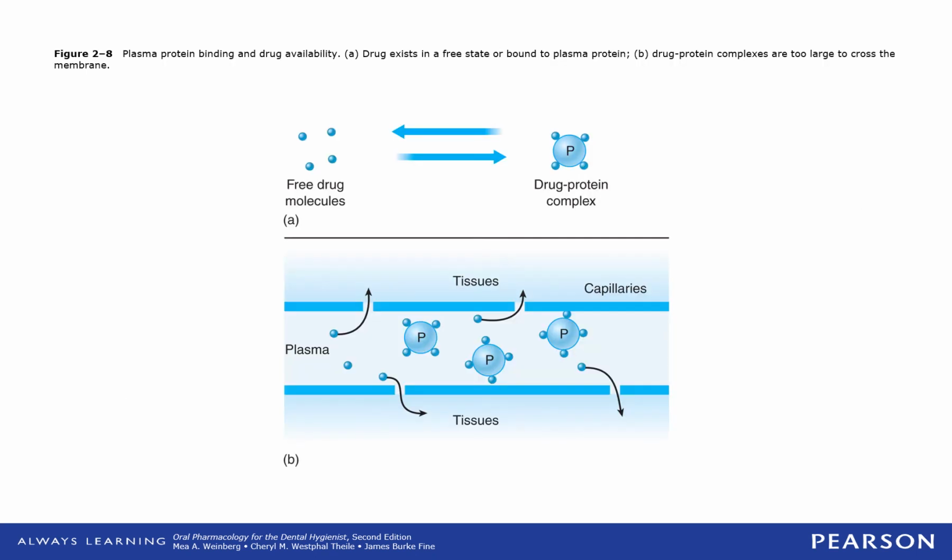Figure 2.8 shows plasma protein binding and drug availability. In A, the drug exists in a free state or bound to plasma protein. In B, the drug-protein complexes are too large to cross the membrane. Therefore, they're not very available. They're not very effective. They can't cross through the membrane.